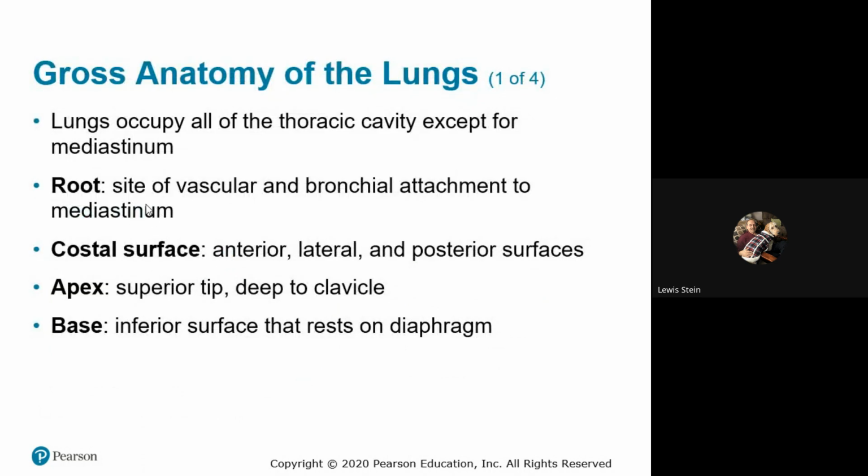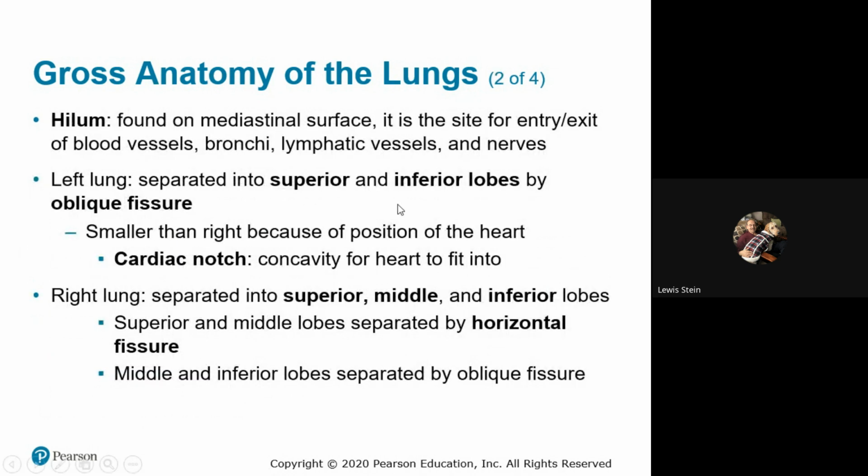And so you'll see the lung itself is rather large. It has a surface against the ribs and against the costal cartilages. The tip, the apex, is under the clavicle. The base is against the diaphragm. The hilum area is the entry and exit point for pulmonary arteries and pulmonary veins, bronchi, lymphatics, and nerves. And again, it's divided into lobes. And on the left, we have a rather substantial notch for the heart.